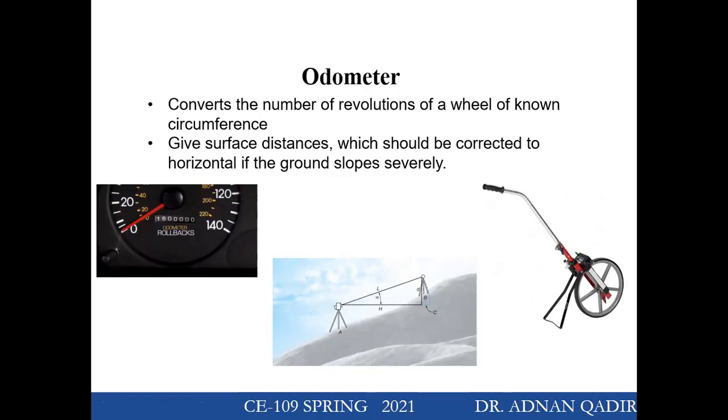Given surface densities, convert the number of revolutions of a known wheel of a known circumference. Surface distances should be corrected to horizontal if the ground slopes severely.